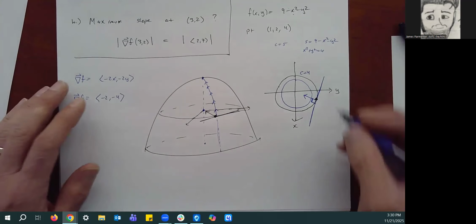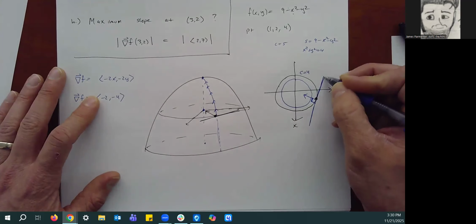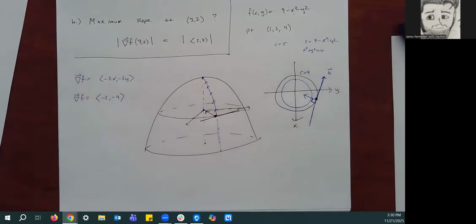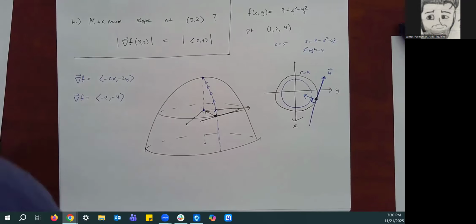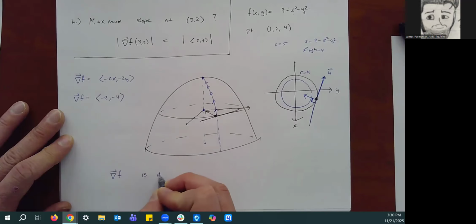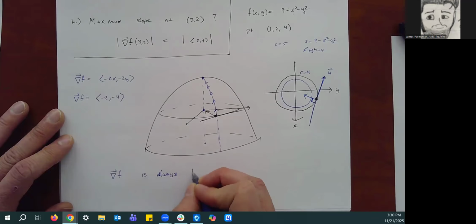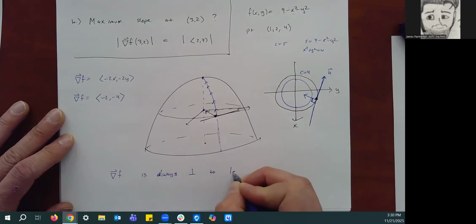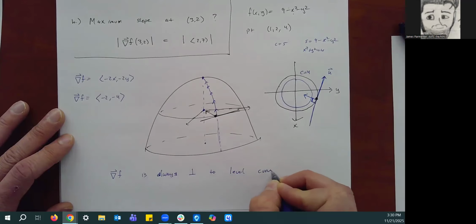Because if this is your direction vector, it's just because they're orthogonal. I can't even think of how to say it more. So yes, the gradient vector is always orthogonal, perpendicular, to the level curve. Okay, but there is more to say here.